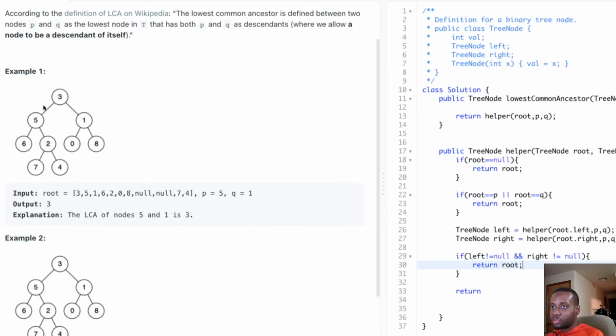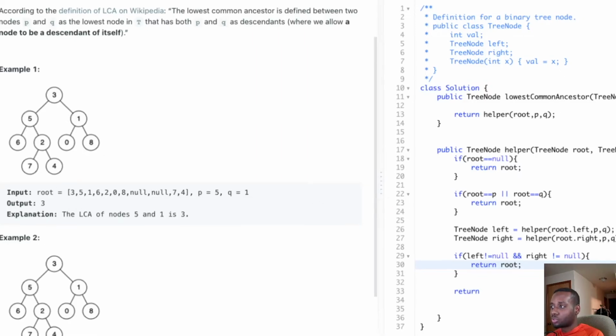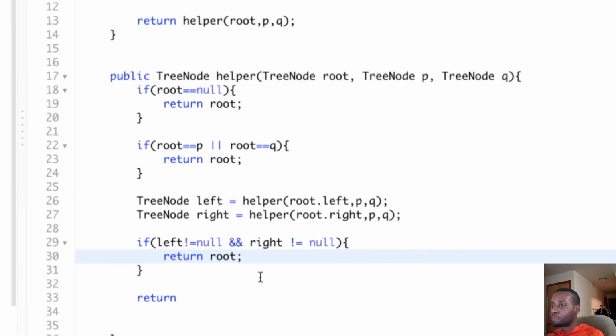So this one, the first case: we found 5 on the left side of 3, and then we found 1 on the right side of 3. So now 3 says, all right, cool, I'm the lowest common one, because they're not on the same side, and I know about both of them, because they came from both sides. So I'm the lowest common one. That's that case. I got an answer for both.